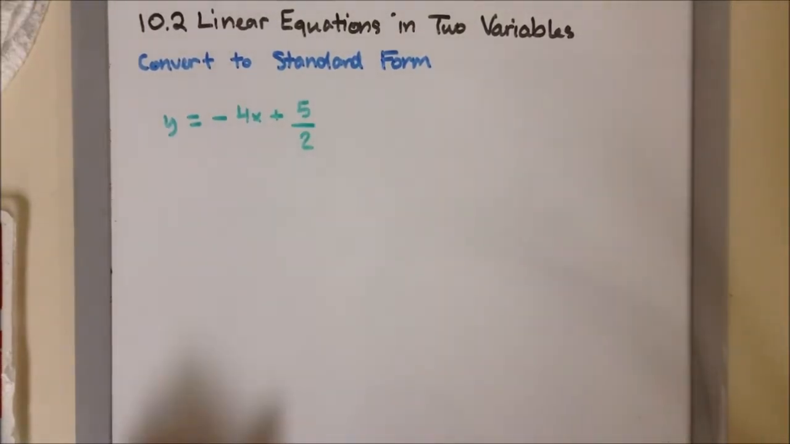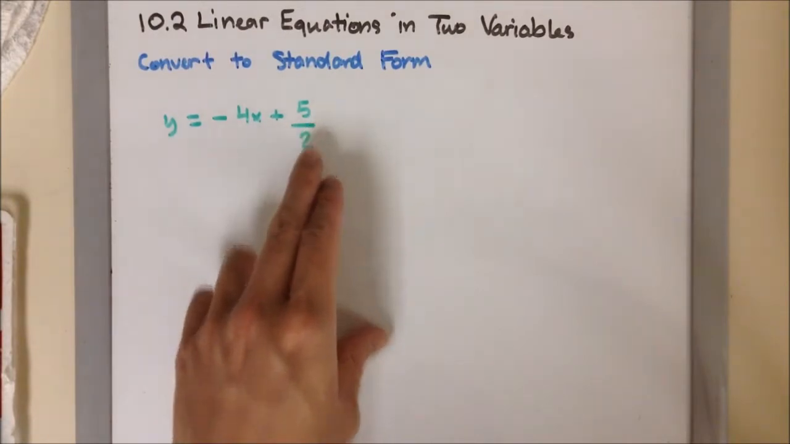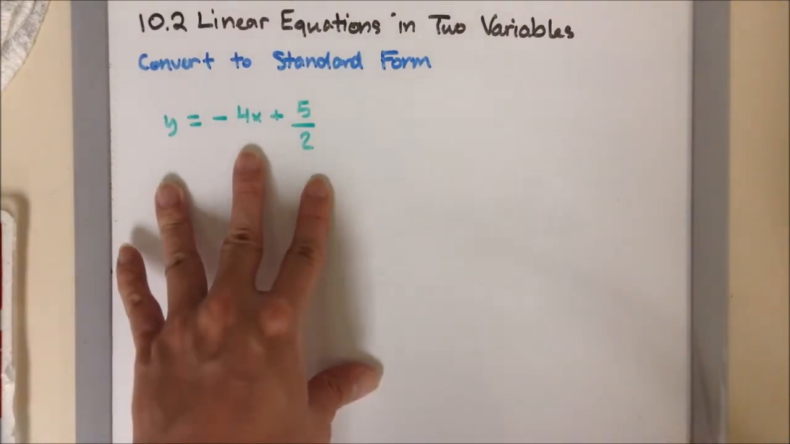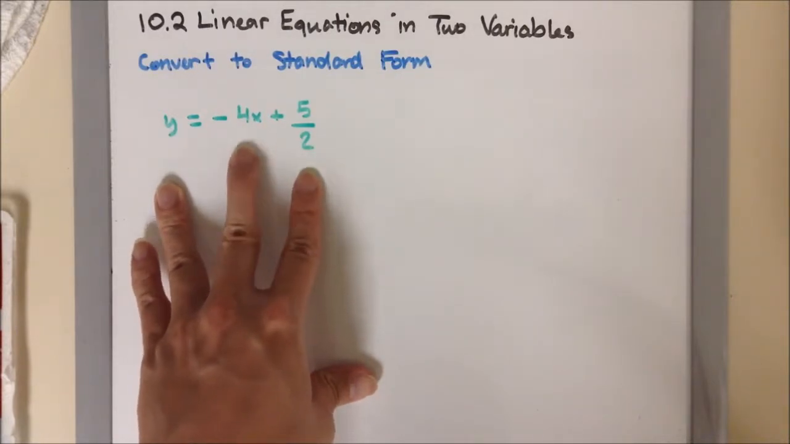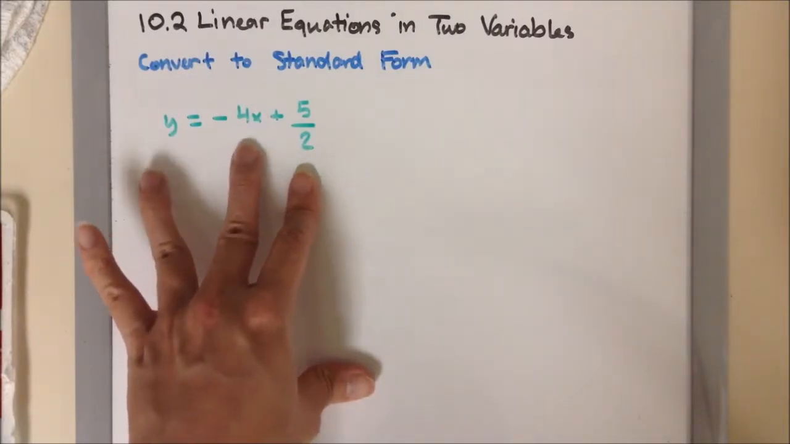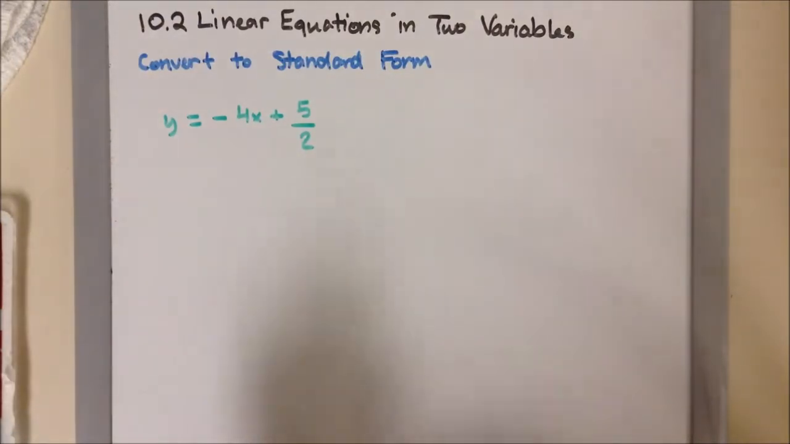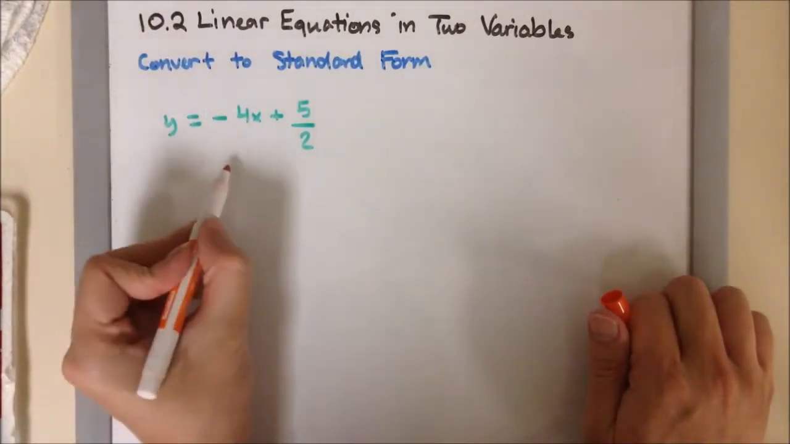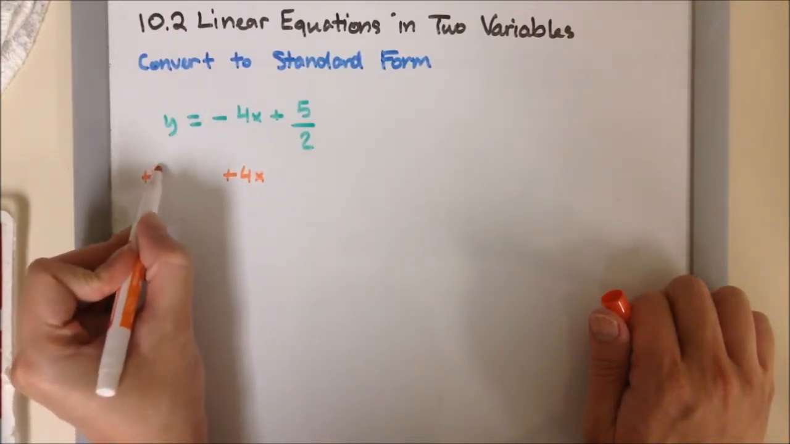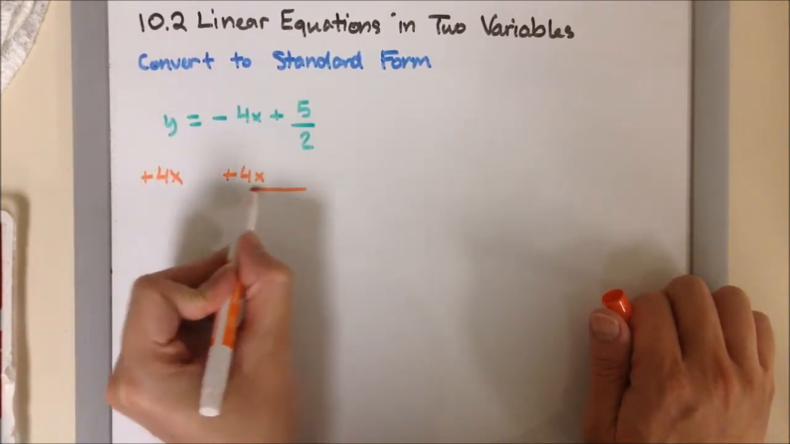In our second example, we have y equals negative 4x plus 5/2. So if you were asked to convert to standard form, again, you want to make sure your x and your y are on the same side. So looking at this, my number is on the right side along with the x. So if I want to keep the number on the right side, that means I need to cancel out the x from the right and then bring it over to the left side. So I'm going to cancel out negative 4x, meaning I'm going to add 4x on the right and then add 4x on the left to balance my equation.